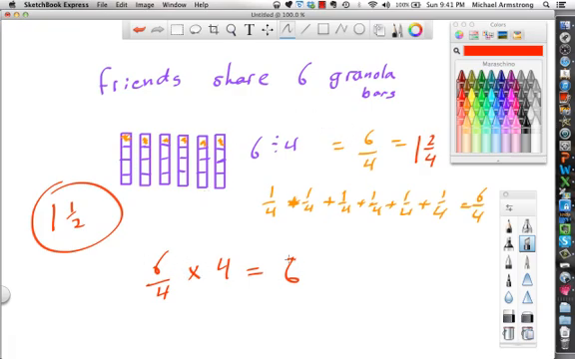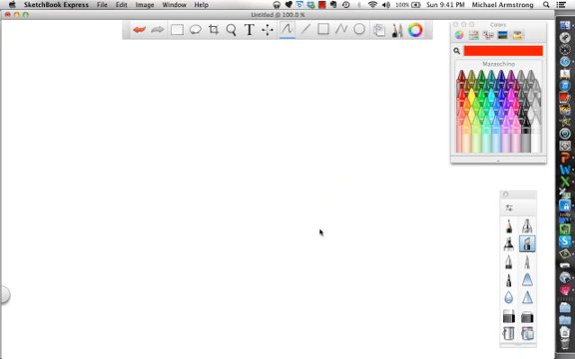Well, let's try. What happens when you multiply 6 times 4? You get 24 over 4. And 24 fourths, 4 goes into 24 6 times. So yes, it does work. And that's kind of what you're going to do with everything. Let's look at one more real quick. This one is in your practice book.